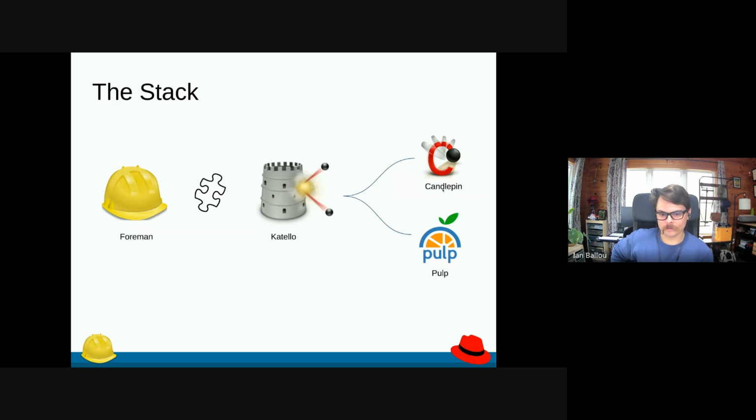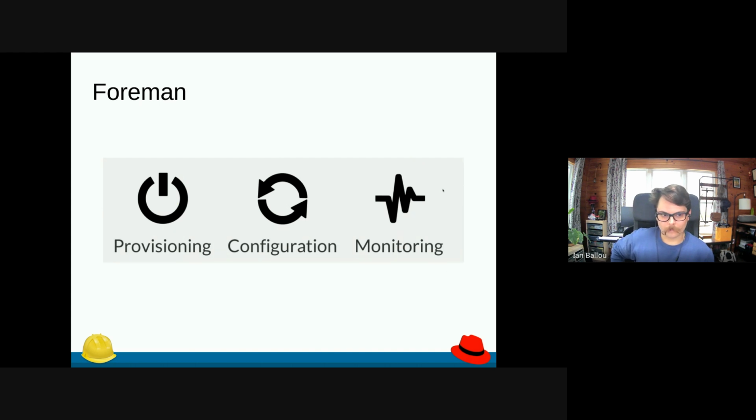So with a combination of Pulp, which lets us sync repositories and send that content out to our hosts, and then we also have another service called Candlepin, which deals with subscriptions type stuff. Since Foreman and Katello are the upstream to Red Hat Satellite, Candlepin makes sure that you have access to the repositories that you should, the subscriptions, all of that kind of stuff. And then Foreman by itself, the big three things it does: provisioning, configuration, and to some extent, monitoring.